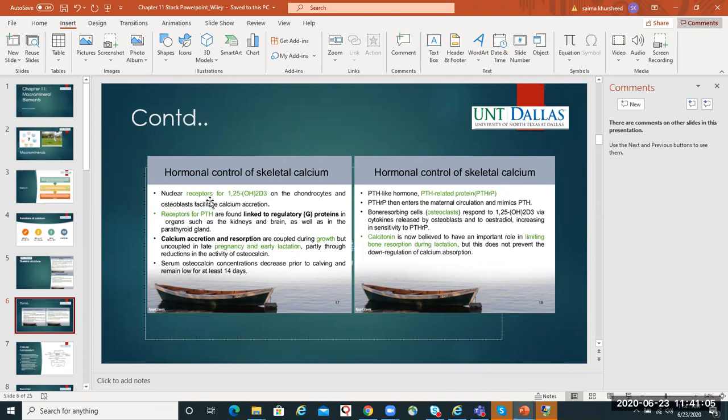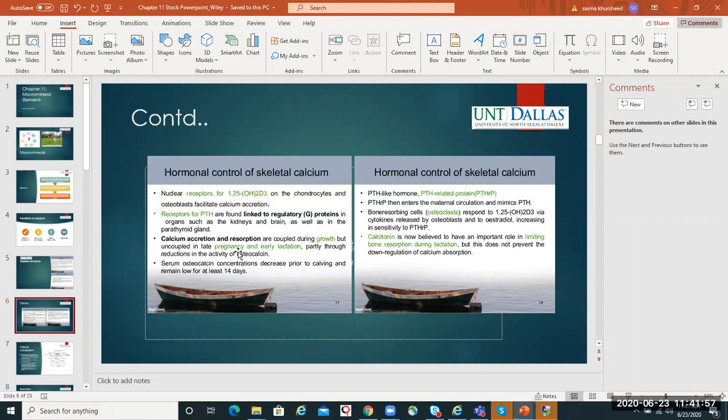Some more functions of calcium: there are nuclear receptors for 1,25-(OH)2D3, that's dihydroxycholecalciferol, on the chondrocytes and osteoblasts. The receptors for PTH, the parathyroid hormone, are found linked to regulatory G proteins in organs such as the kidneys and brain. Calcium accretion and resorption are coupled during growth and uncoupled in late pregnancy and early lactation. These parathyroid hormones are linked with the proteins and then enter the maternal circulation and mimic the parathyroid hormone.